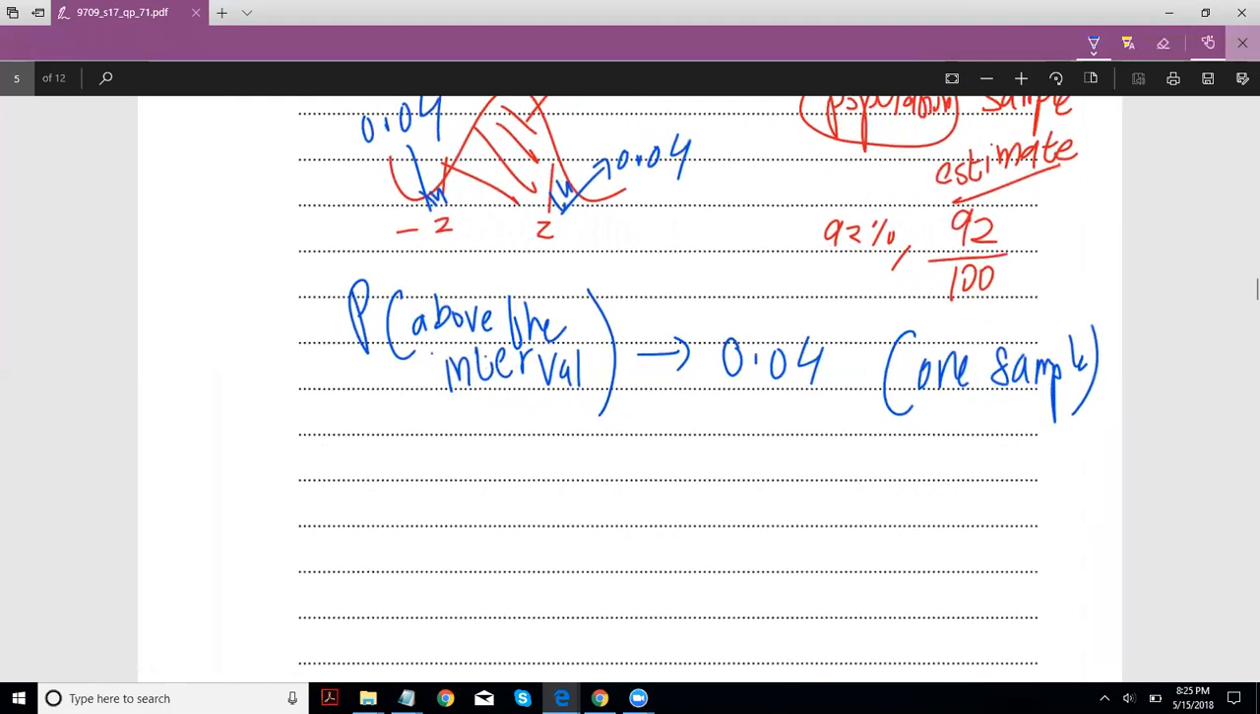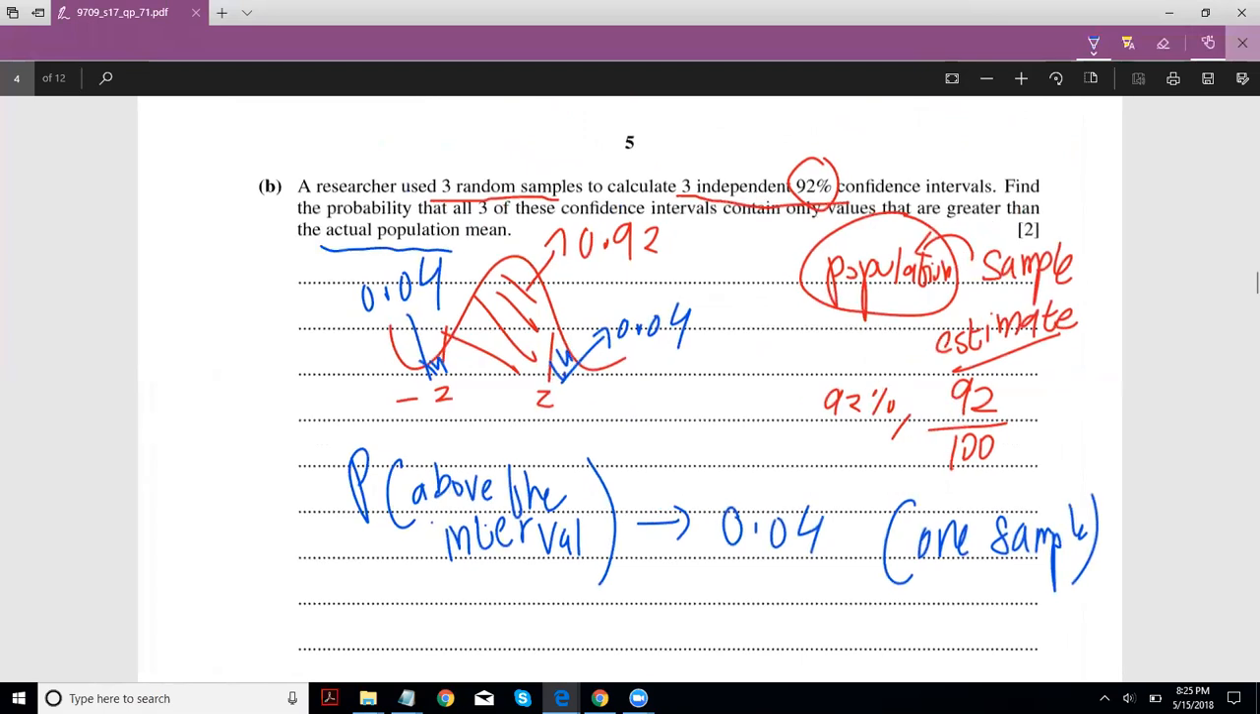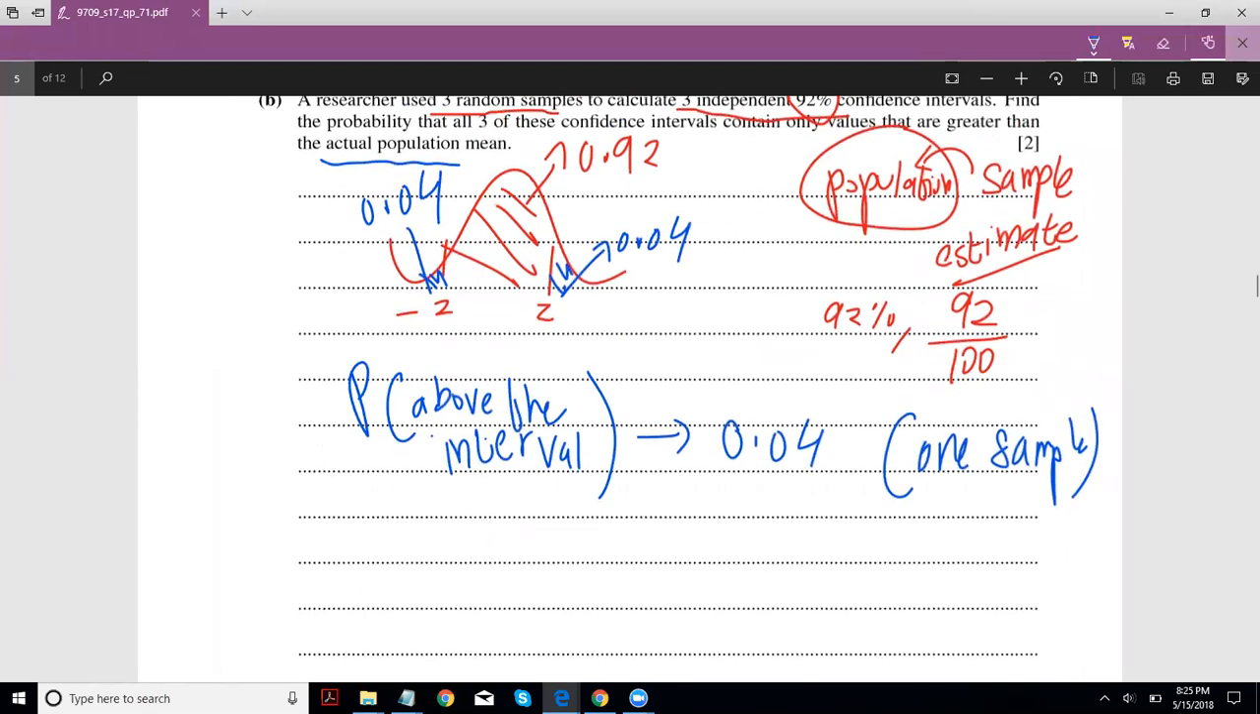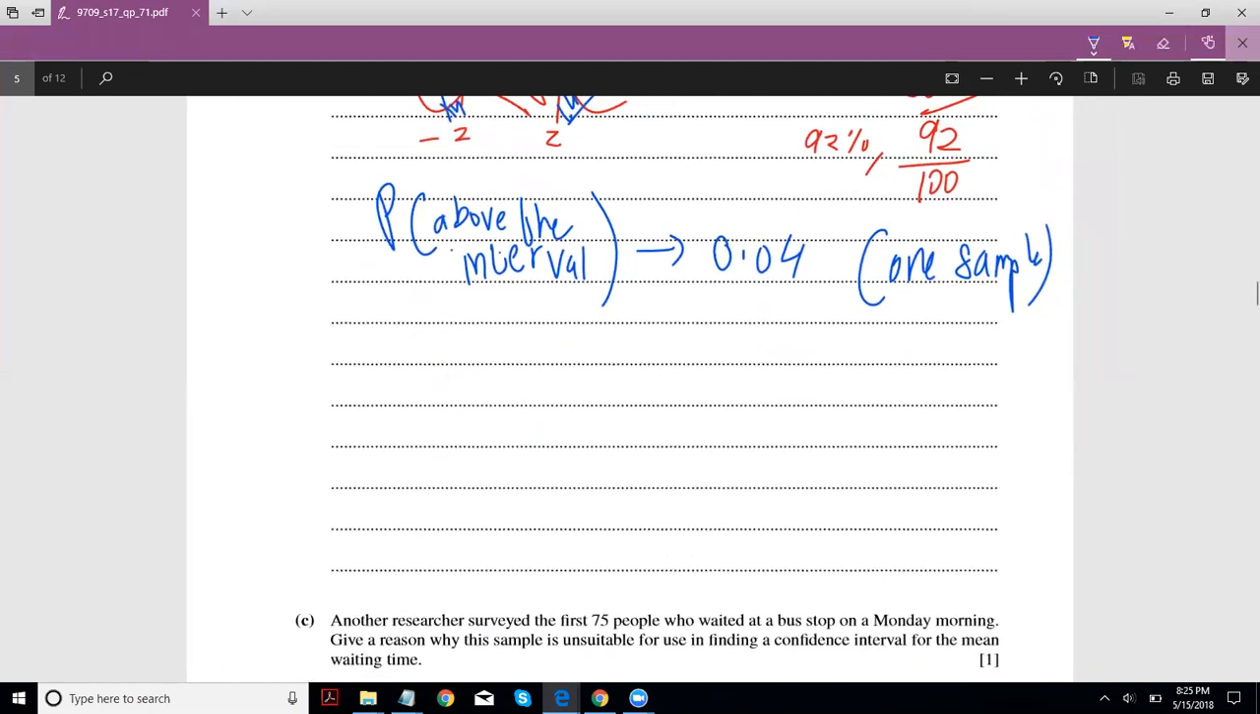Again, for one sample. Because if you took 100 such samples, then 92 out of 100 times, it would be within the range. 4 out of 100 times, it would be below your actual population mean, and 4 out of 100 times, it would be above your actual population mean. You want this for 3 samples, so you want it to be above for the first random sample, and for the second random sample, and for the third random sample.